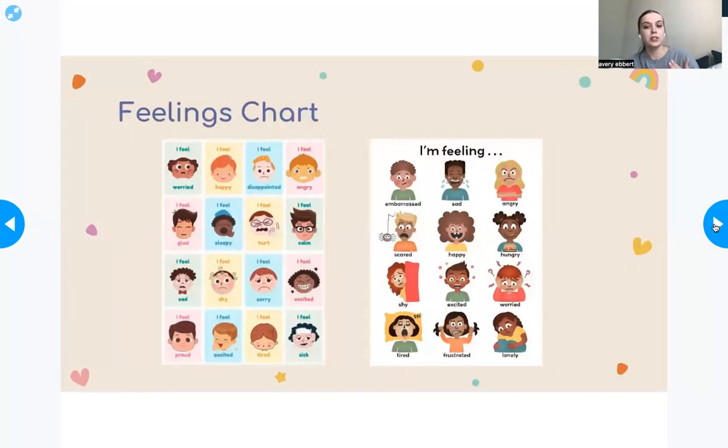Now we have our feelings charts that can kind of show us the emotion and the facial expression. So when we see here, we see that the happy person is smiling. We see that the worried person has its eyebrows down. With this one, a hurt person is wincing, it's squeezing its eyes. So we can see lots of examples of these and we can practice them.